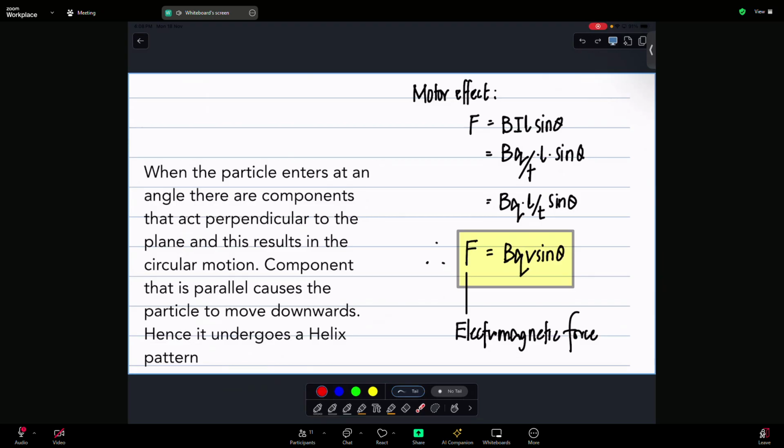So what if your particle is going like this and the magnetic field is like that? They're not perpendicular, right? So you need to find the component and then you can apply it. Here it is sine theta, but it could be cos theta as well. The idea is that you need to incorporate the angle, the component, into your calculation.